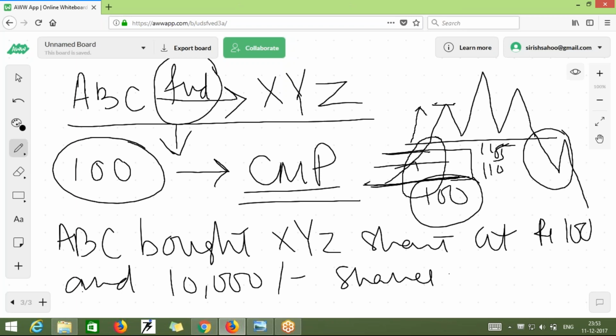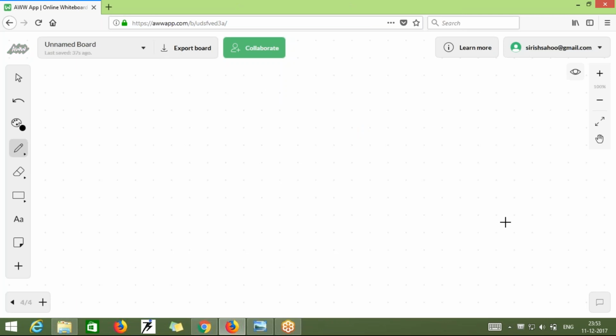As the stock rises, suppose now one more example. So let's move to the next page. I just want to say how exactly it is going to happen. Here I have already said it, let me draw it once again.